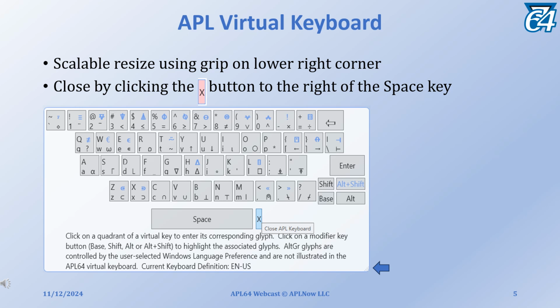Resize the APL 64 Virtual Keyboard by dragging the resize grip in the lower right corner of the window with the left mouse button depressed. Close the APL 64 Virtual Keyboard by clicking the X button to the right of the space key on the window.